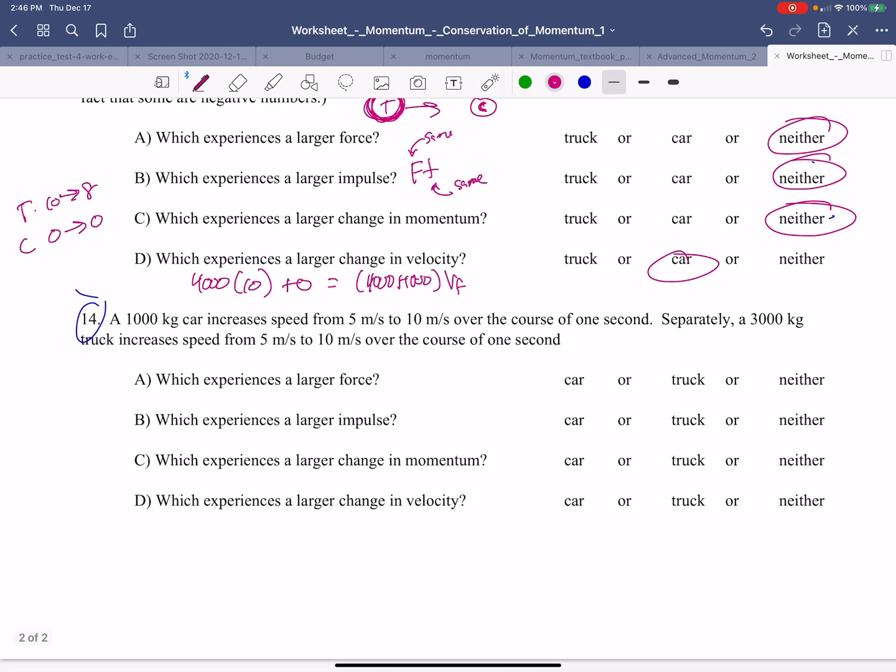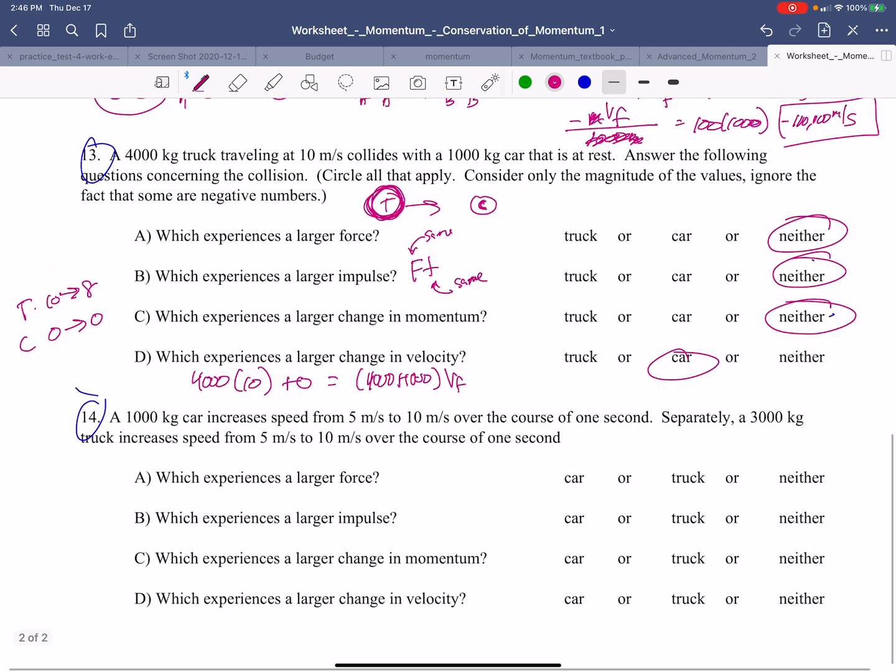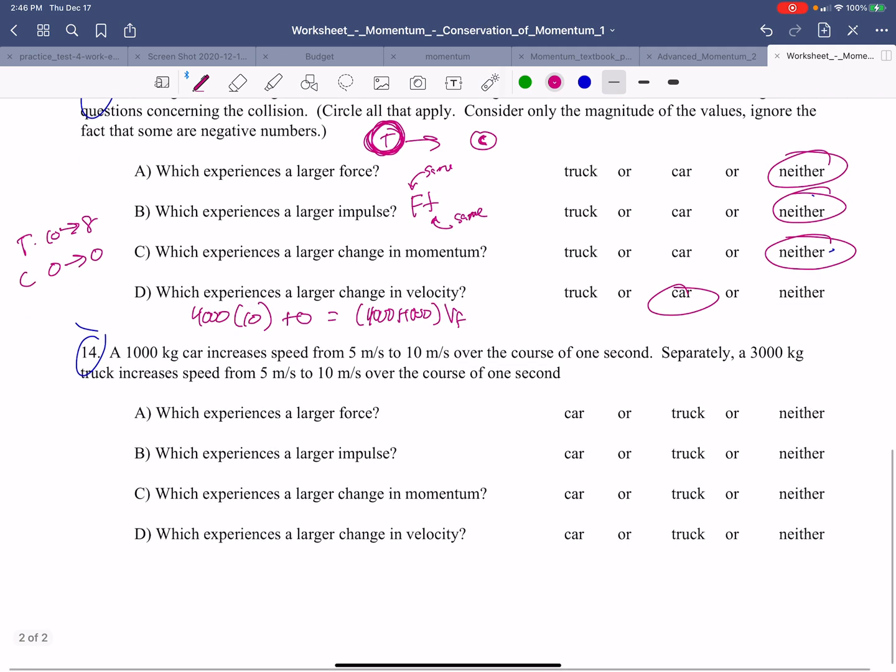14. And incidentally, this would also hold true for an elastic collision, not just an inelastic collision. 14. A 1,000 kilogram car increases speed from 5 to 10 meters per second over 1 second. Separately, a bigger truck increases speed from 5 to 10 over the course of the same second. So notice they have the same velocity increase and the same time interval. The only difference here is going to be their mass.